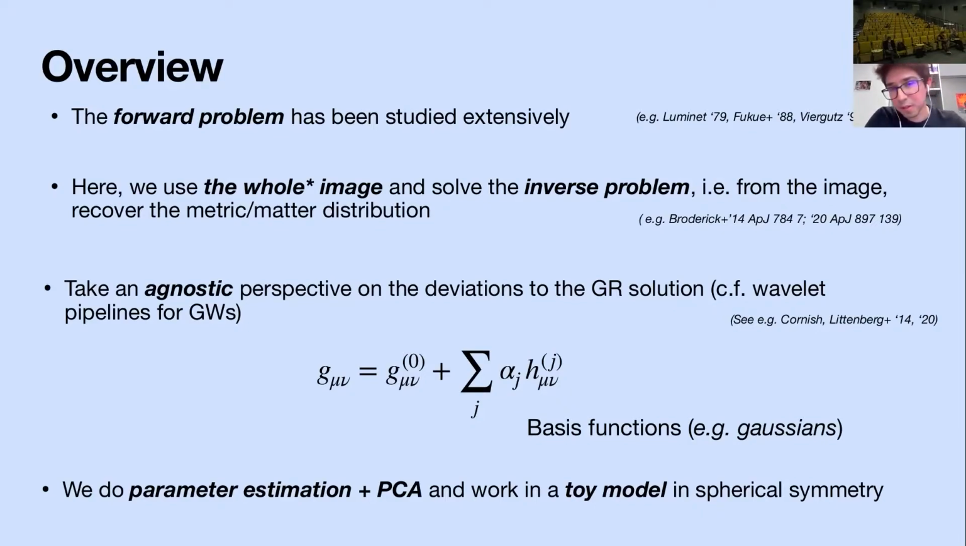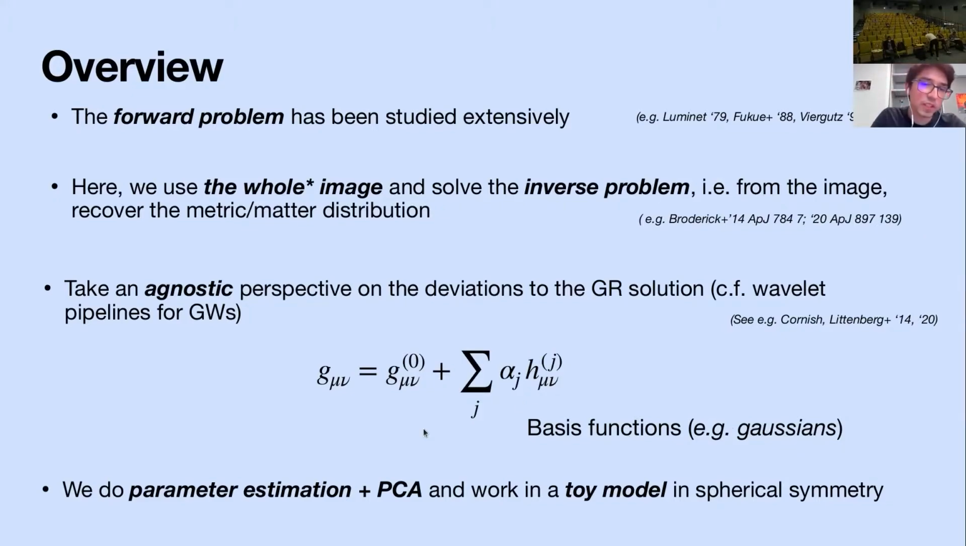Again, this type of problem has been tackled before by these authors, for example. But the innovation here is that we want to assume as little as possible about the possible deviations from general relativity. So essentially, the idea is to write the metric functions as a sum of a background term that could be general relativity, plus some possible arbitrary deviations that we can describe by means of some basis functions. For these basis functions, there are many options. For instance, one can take Gaussian functions.